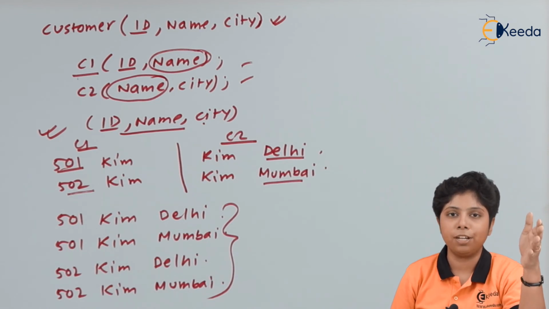Now that we know about the lossless decomposition, we should know the last one, that is dependency preservation. How to preserve a dependency in a relation. So now we will talk about decomposition in dependency preserving. When we are decomposing the data into two smaller schemas, we need to consider dependency preserving. Let us look at this example.